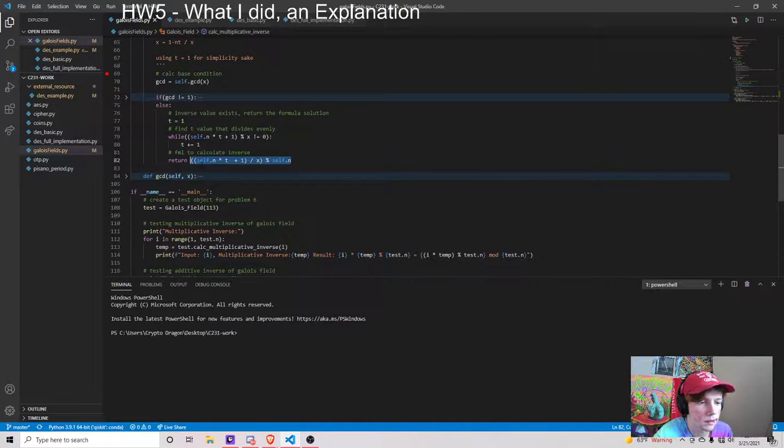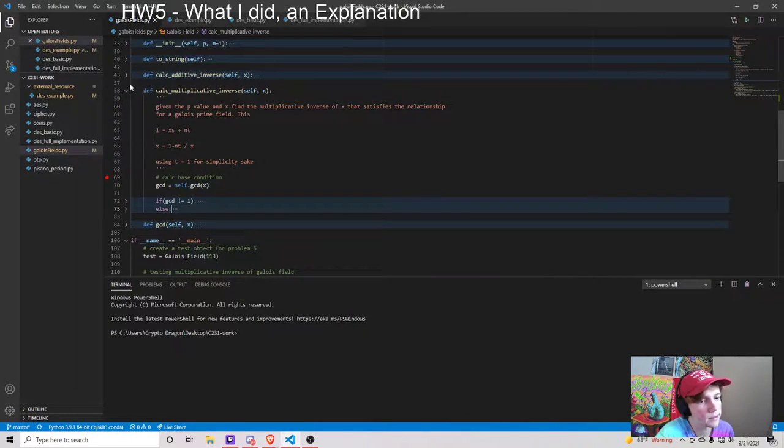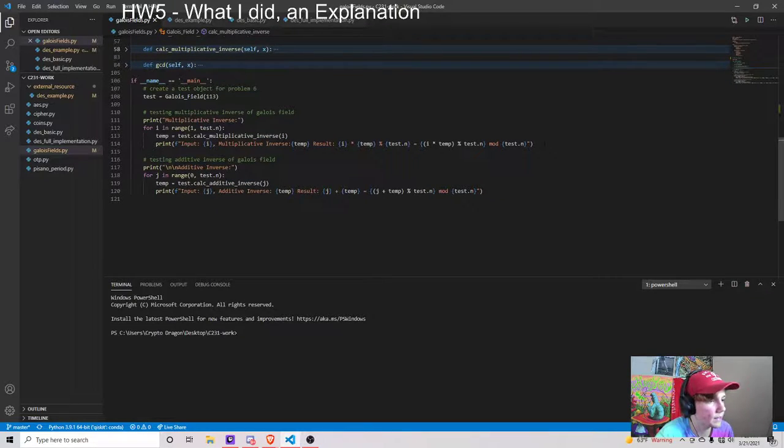So you'll have 113 times 1 plus 1. Okay, so you have 113 plus 1, which is 114. Then you divide it by x, which is 1. So that's going to be 114. Then you do mod n. So the inverse would be 114 modulus 113, which equals 1. So that is our actual condition that we need to test.